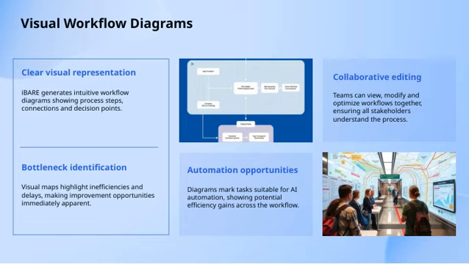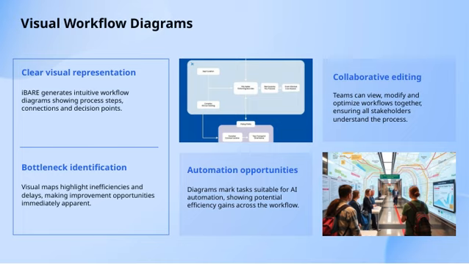Let's take a closer look at visual workflow diagrams. These diagrams provide a clear visual representation of your processes, making complex workflows much easier to understand at a glance. With iBARE, you get intuitive diagrams that highlight each step, the connections between them, and decision points along the way, which helps everyone see the full picture. One of the key benefits is bottleneck identification. These visual maps are great for pinpointing inefficiencies and delays within your process. By making these issues immediately apparent, it becomes much easier to target areas for improvement and optimize your workflow.